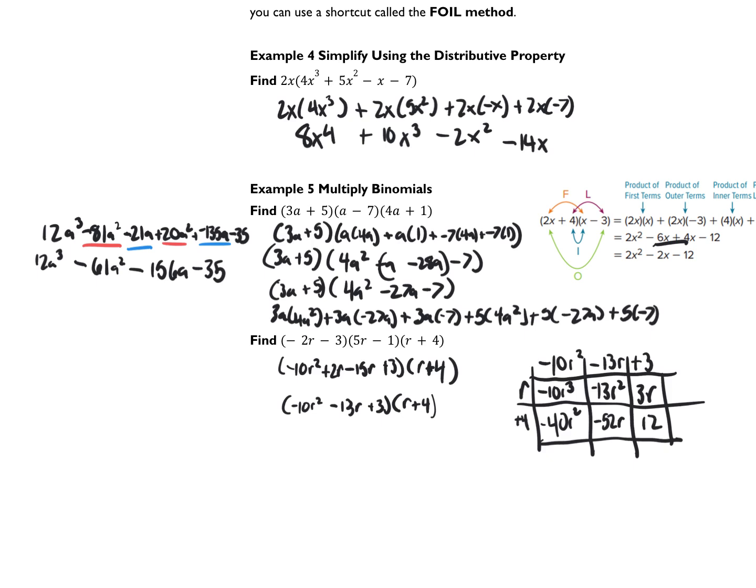So now I can combine my like terms. Well, there's only one r cubed term, so that's going to be negative 10r cubed. Then I can combine my r squared terms. So that's going to be negative 53r squared. Then I can combine my r terms. So that's negative 52 plus 3r, so that's going to be negative 49r. And then I have a constant of 12.